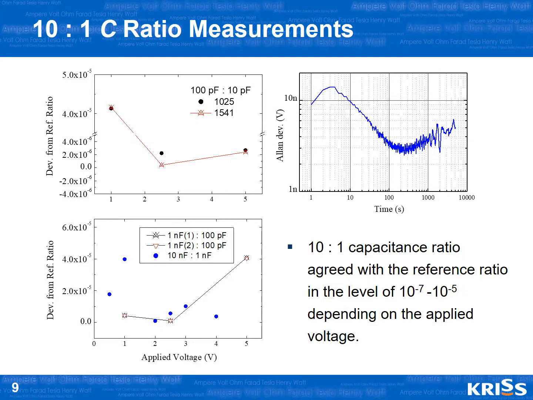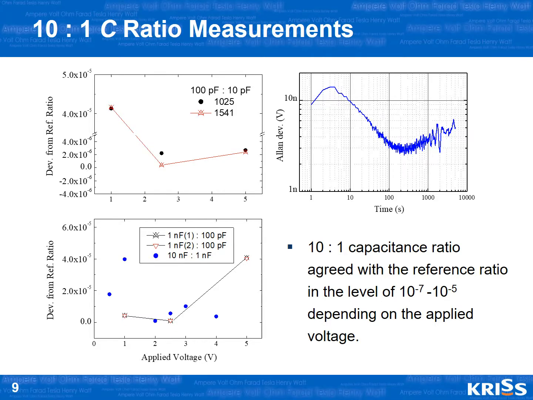Next, the 10:1 capacitance ratio was measured using the fully digital bridge and compared with the reference value measured by the digital assisted bridge. First, the capacitance ratio of 100 picofarad to 10 picofarad was measured by varying the applied voltage at two frequencies of 1 and 1.541 kHz. The deviation of the measured ratio from the reference ratio is in the order of 10 to the minus 7 at 2.5 volt. The deviation was larger by 1 or 2 orders at the low voltage of 1 volt.